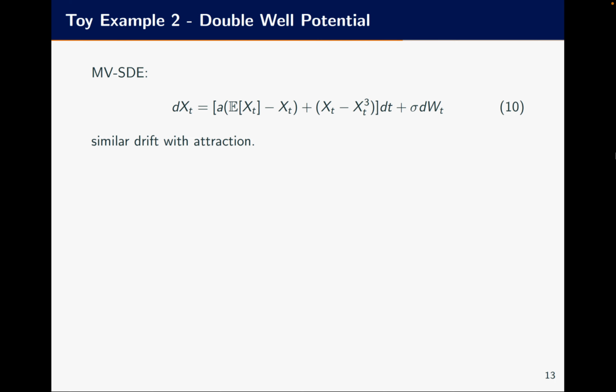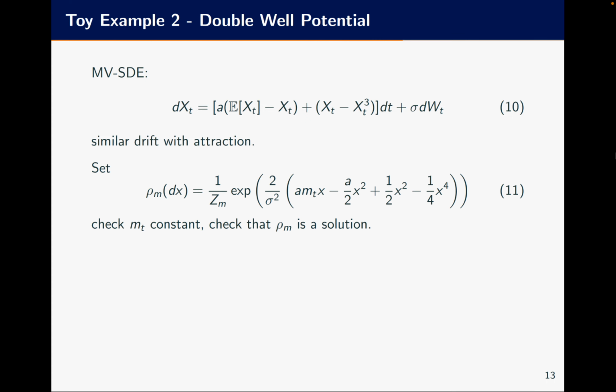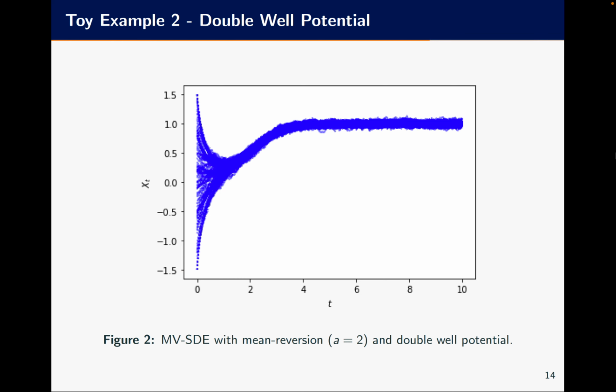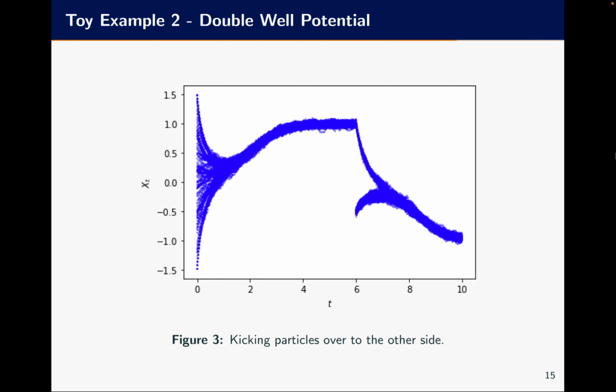For the McKean-Vlasov SDE with an added weak attraction term corresponding to mean reversion, we get a similar invariant measure. For small drifts, i.e. the low temperature regime again, the particles are likely to be in one of two wells, and transition happens when enough particles migrate over to the other well. Here we can see the particles in one of two wells. Let's kick some over to the other side and we can see that these particles pull the rest of the particles over.